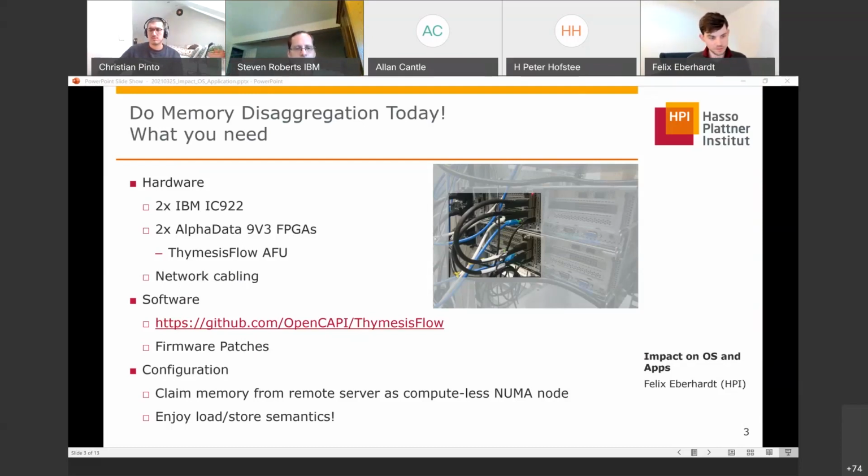Of course, then you need some software and firmware patches you have to install on the machines, and ThymesisFlow is open source, you can get it on GitHub. And then you do the configuration, and then you can claim memory from the remote server, and you see it on your host node as a computeless NUMA node. And once you have that, you can fire up some processes and enjoy load and store semantics.